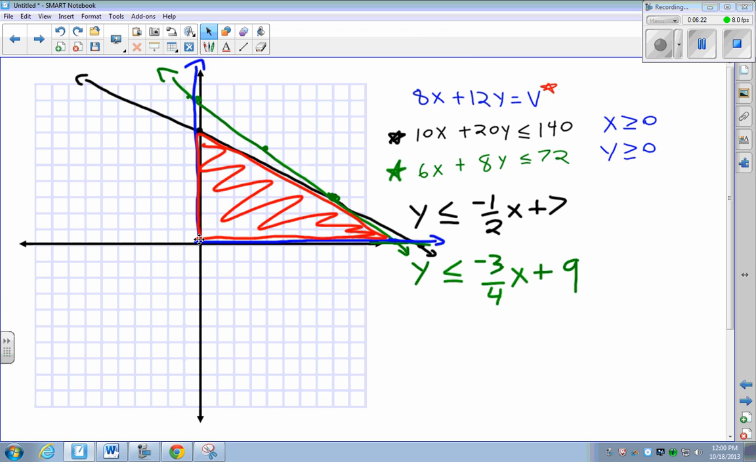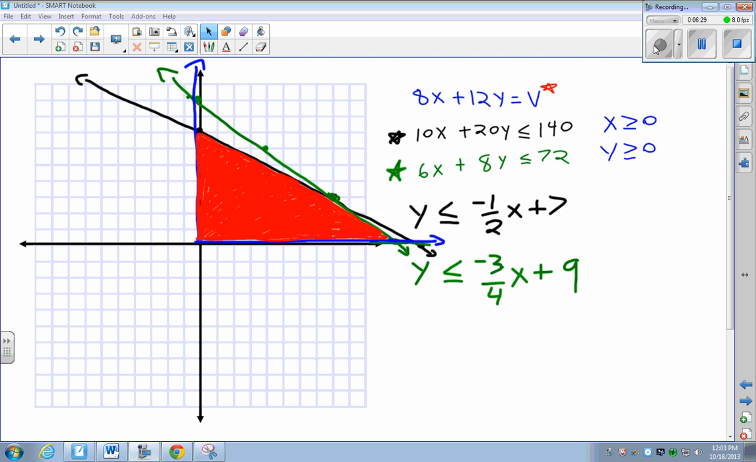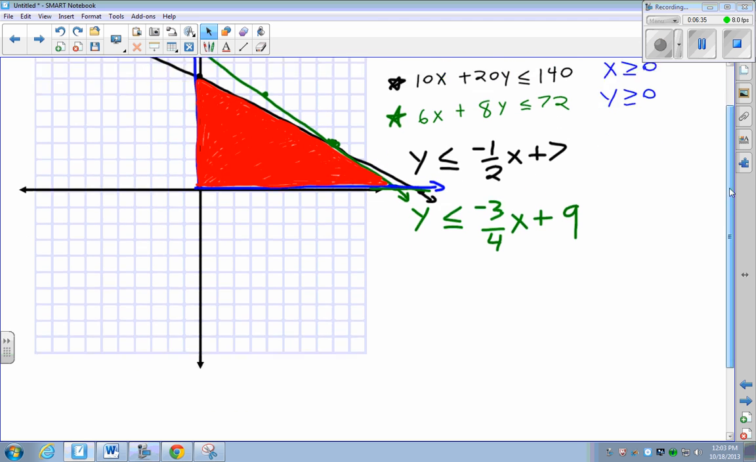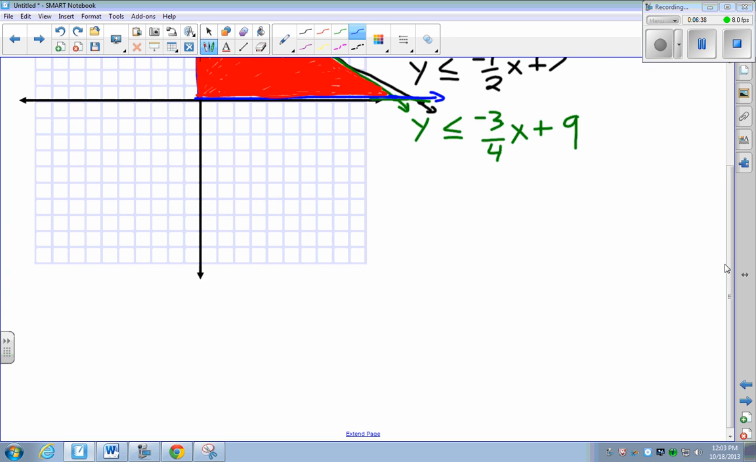Okay, so good. We've graphed it. Now we have to figure out what our optimal volume is. So in order to find maximum volume, I'm going to rewrite what our volume is equal to down here. So we have 8x plus 12y is equal to v. Well, we can actually draw this as a linear line, right? Let's just get y by itself. When we do that, we'll have y is equal to negative 2 over 3x plus v over 12.